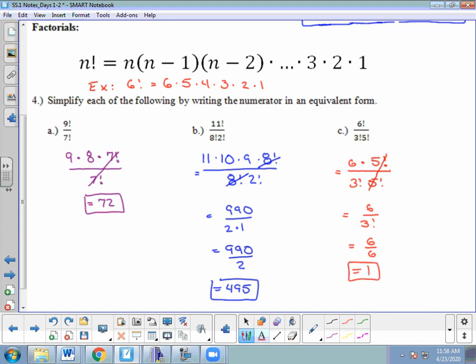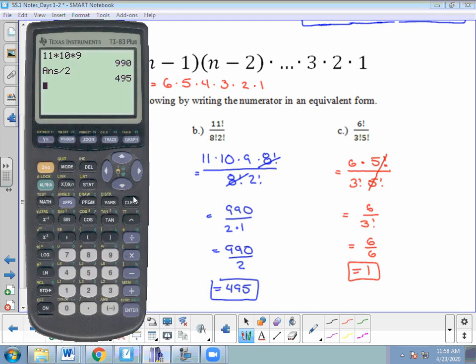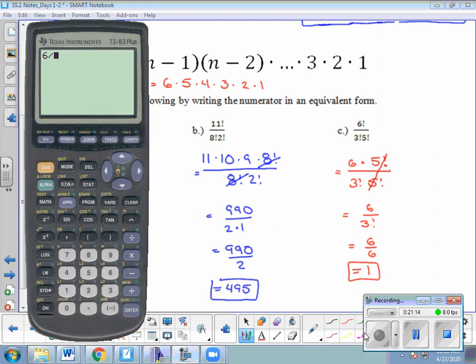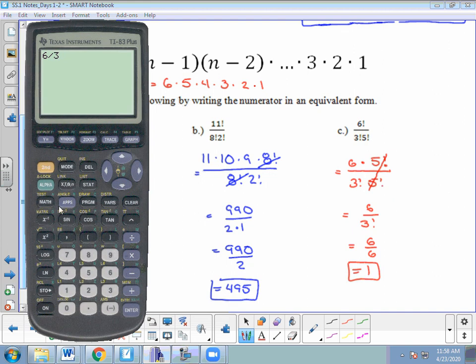Now, you can do a little bit of a shortcut using your graphing calculator. So if I hit the graphing calculator here, and I want to do 6 over 3 factorial, I can do 6 divided by. Now, there's a few different ways to find the factorial button. So I can hit 3, and then one way to find the factorial button is to hit the math key and go over here to probability. And there it is down as the fourth option.